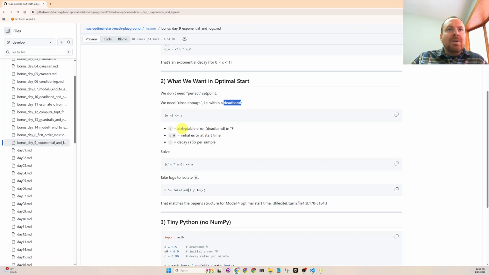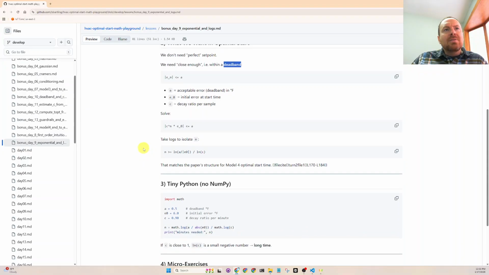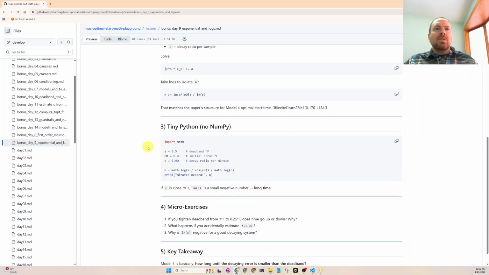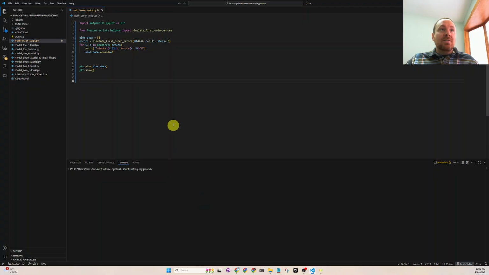So we have an alpha A parameter, which is the acceptable air deadband in degrees Fahrenheit. E0 is the initial air error at start time, and C is the decay ratio per sample. This looks kind of interesting. Take logs to isolate n. There's a little bit of math going on here. So that's just in Python: n is greater than or equal to the log of these different parameters divided by each other. So, tiny Python, no NumPy. Let's just see what this does.